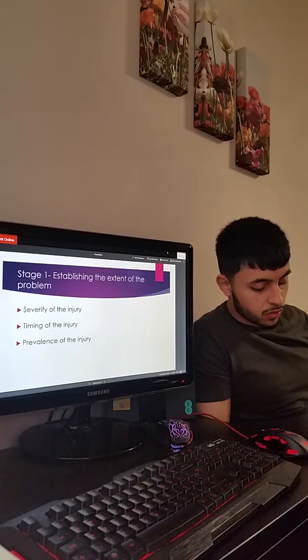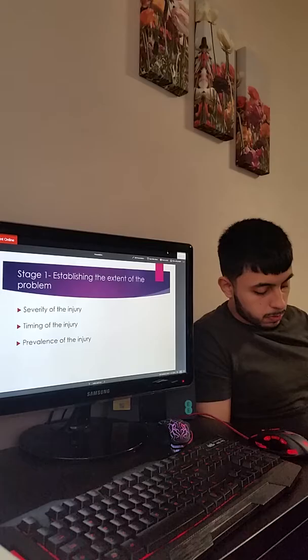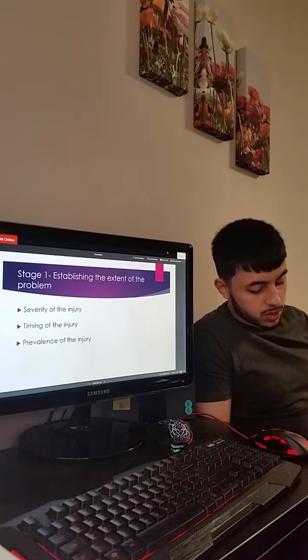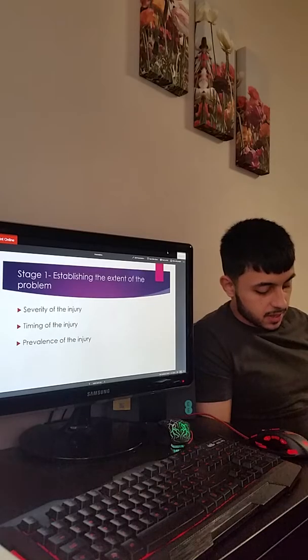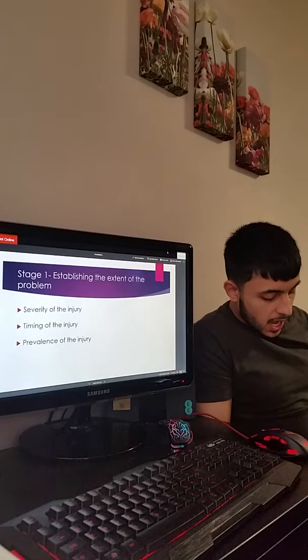A disadvantage of not establishing the extent of the injury would be that the athlete might not feel pain, so they would think to themselves that they are fine, when in reality they aren't, and they can aggravate the injury and make it worse if they continue to play their sport.